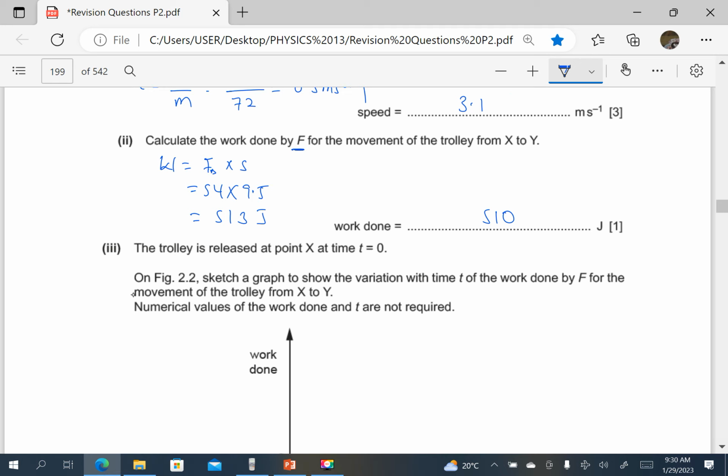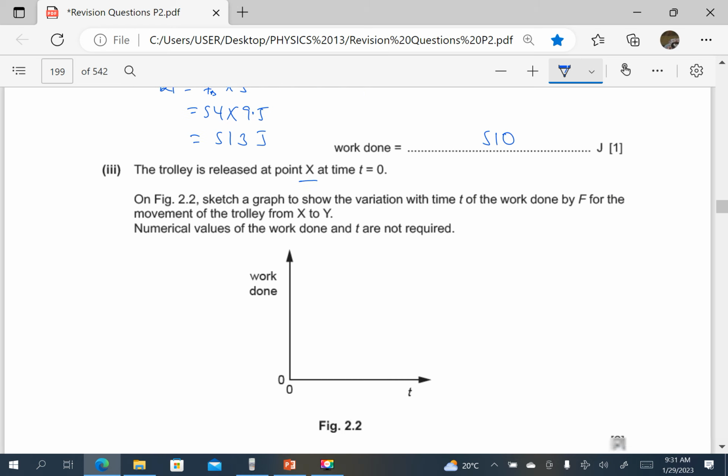Then the trolley is released at point X. Remember, initial velocity is zero. At t equals zero, that means the distance is initially zero. There is no work done initially. Sketch a graph to show the variation with the time t of the work done by the force F for the movement of the trolley from X to Y.